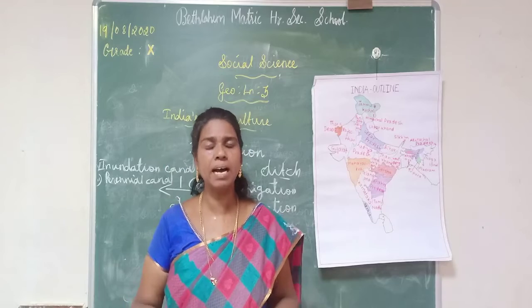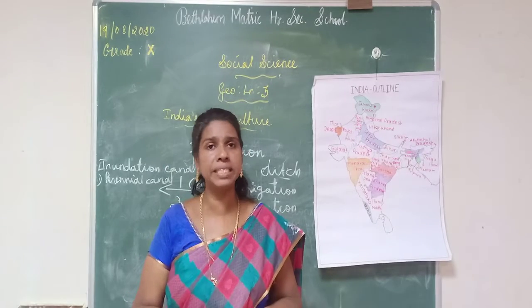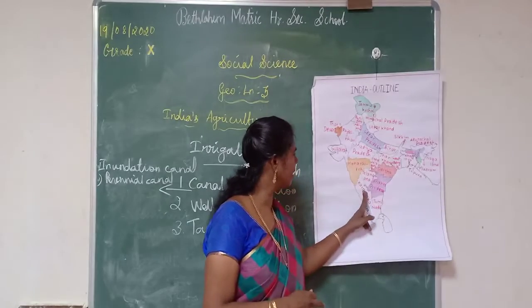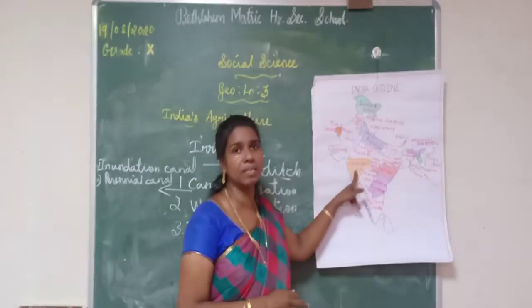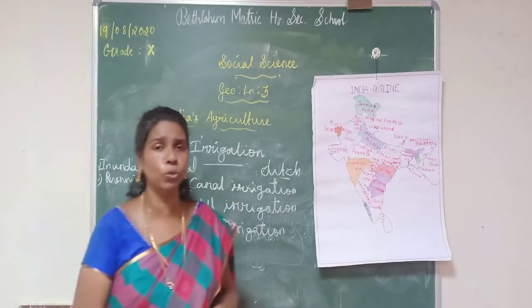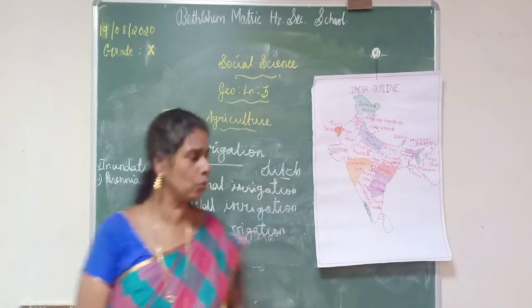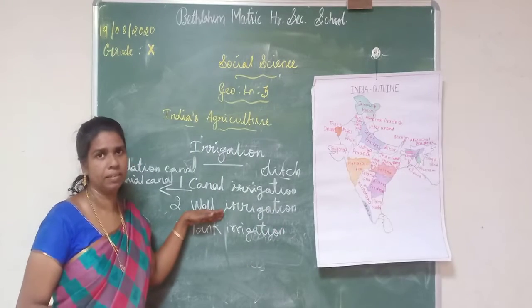In southern India, four more states use this type of irrigation. For example, Tamil Nadu, Karnataka, Andhra Pradesh and Maharashtra. These four states also use this type of irrigation. Okay students, the second source is well irrigation.